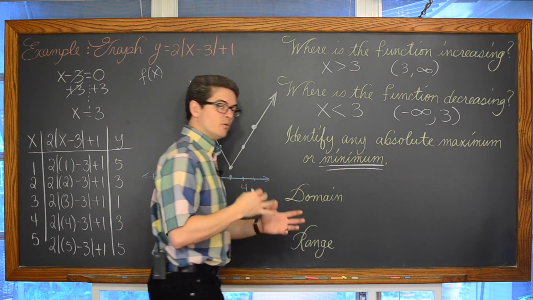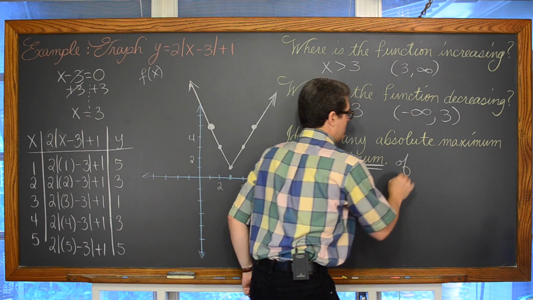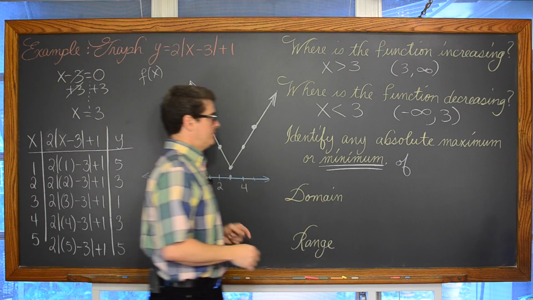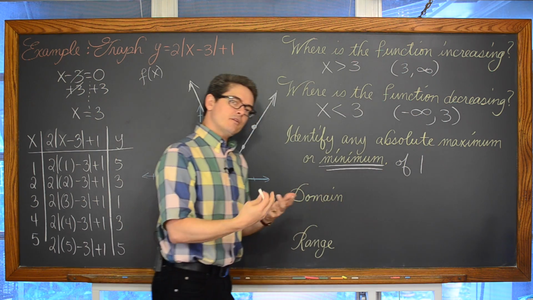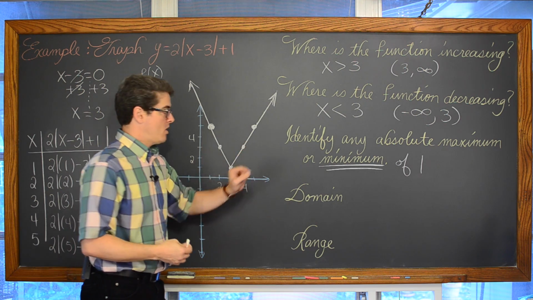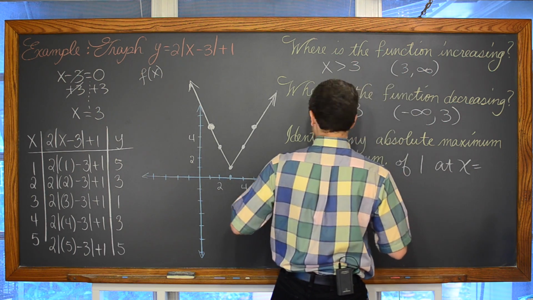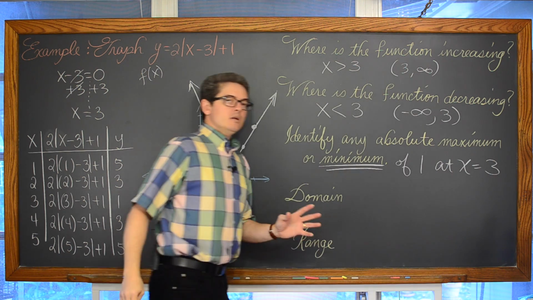Okay, I'm not going to have the room to write it. So there's an absolute minimum of 1. And I like my students to identify where that absolute minimum is. That's the minimum. It's a minimum of 1, but it's at x is equal to 3.